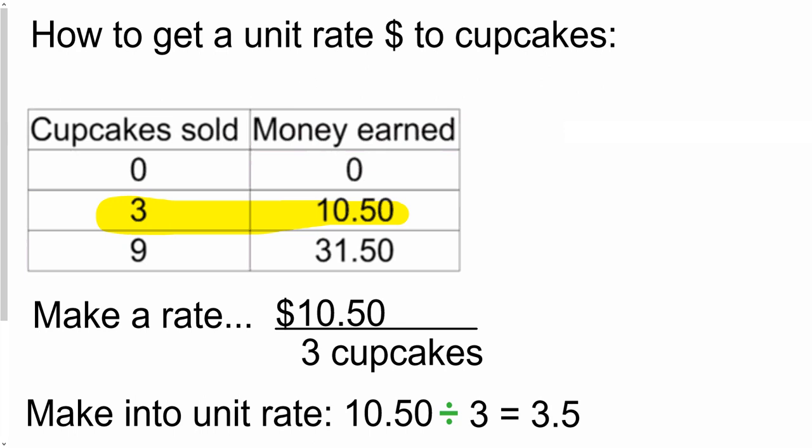So then put a 1 under it, and don't forget to label. Now, since it's money on top, that 3.5 would become $3.50, and that's for 1 cupcake on the bottom. And you can see how this unit rate is just much more usable, $3.50 for 1 cupcake. That's a lot easier than saying $10.50 for 3 cupcakes. That's why we like unit rates.